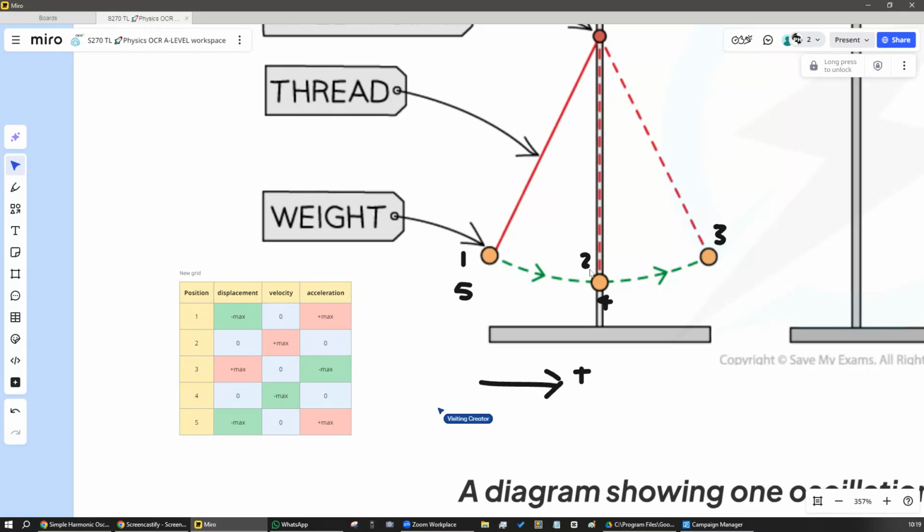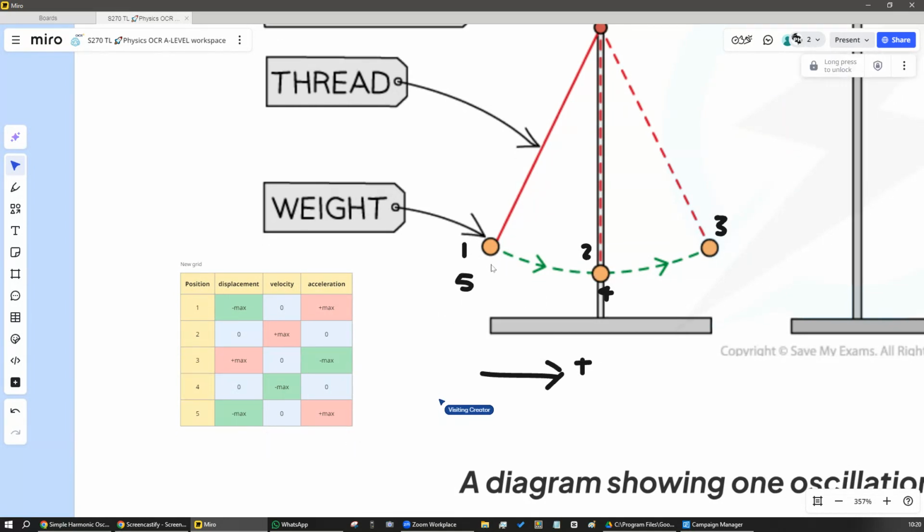As it reaches the middle point, position 2, the displacement is now 0, and at the middle point the velocity would be at its maximum. It would have got faster and faster, and then as it goes past position 2, it gets slower and slower until at position 3 it's 0. Also at position 2, the acceleration is 0 because there's no force, is there? There's no force pulling it left or right at position 2, and so there's no acceleration.